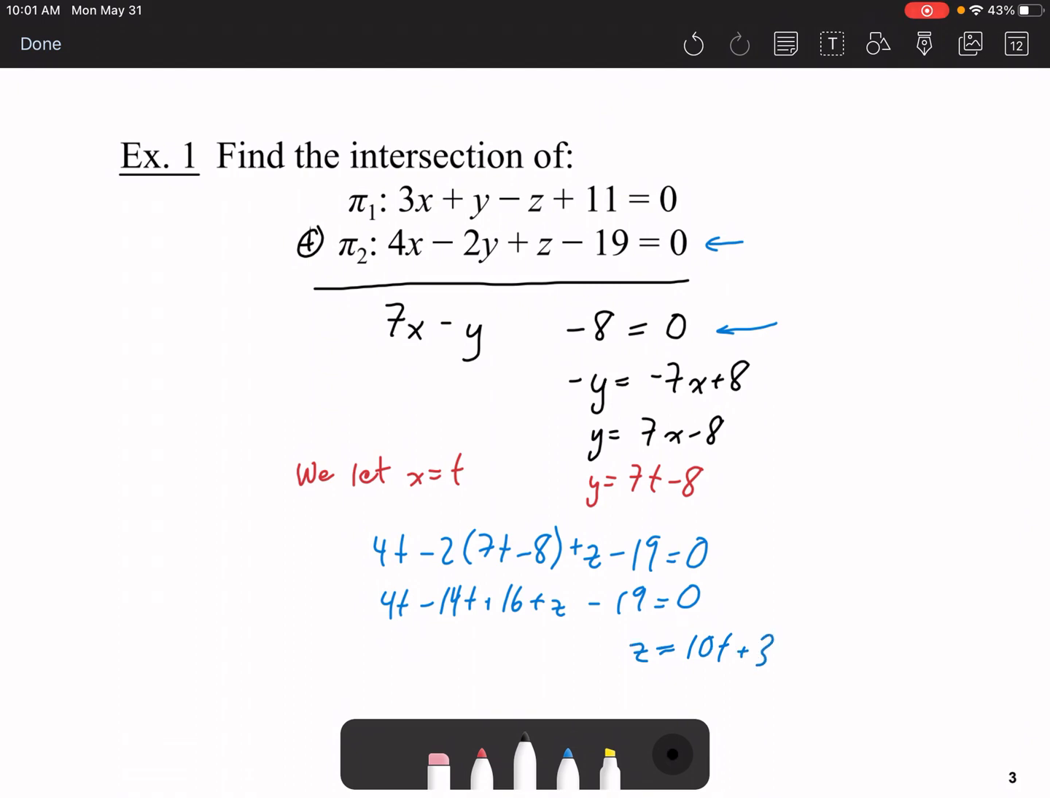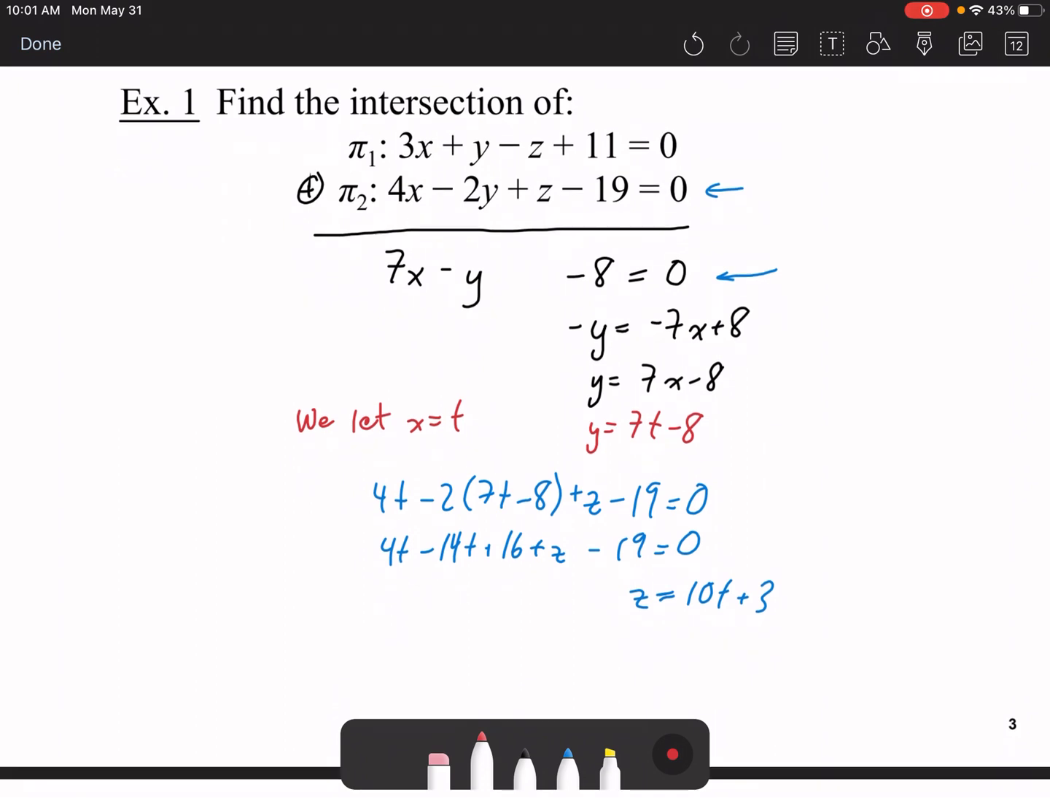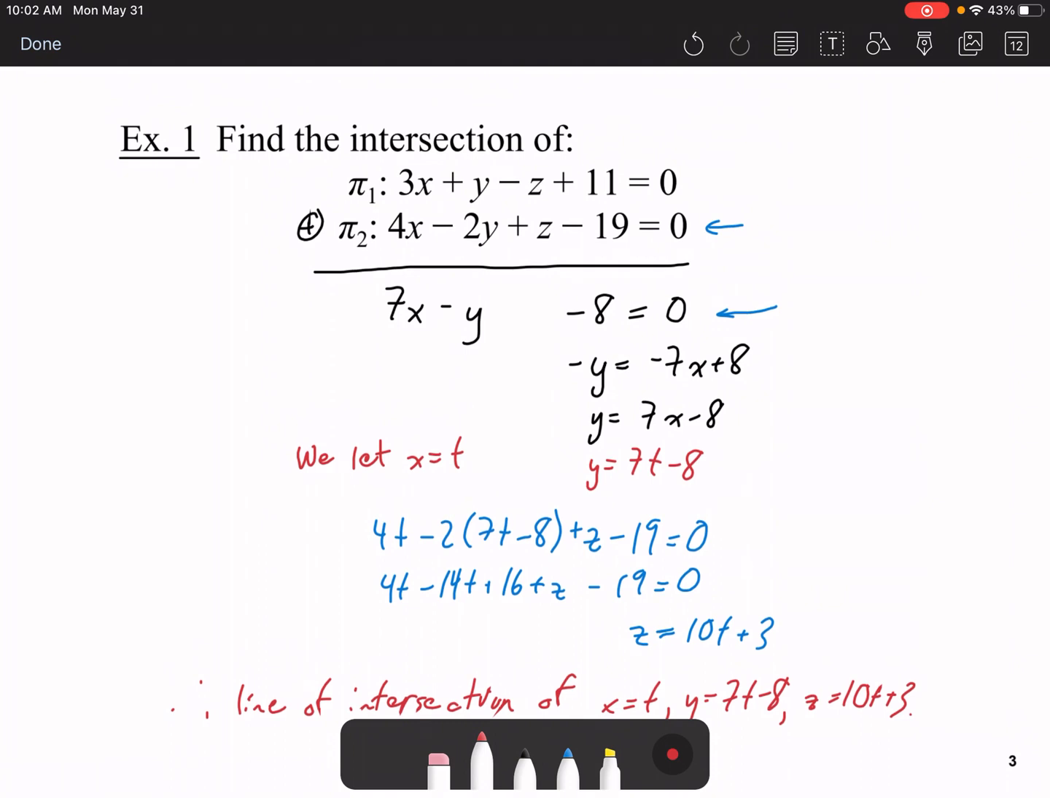So therefore, you get a line of intersection of x equals t, y equals 7t minus 8, and z equals 10t plus 3. You can also write this in vector form if you prefer. And again, we could have just told that we're going to get a line of intersection, because you'll notice the normals in these two cases are not the same in any way. So this gives you a line of intersection only.